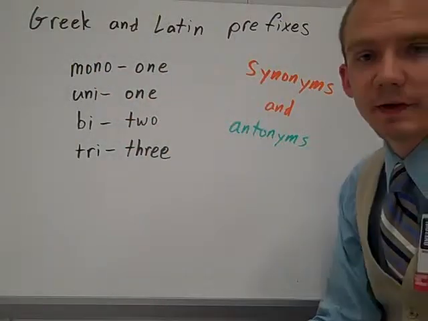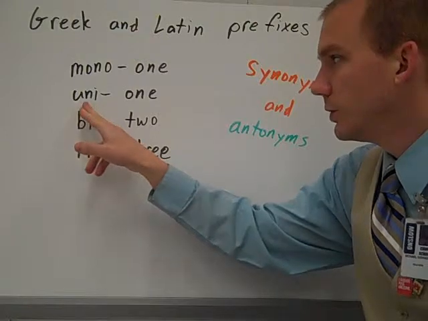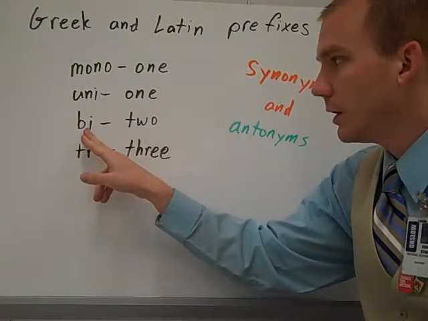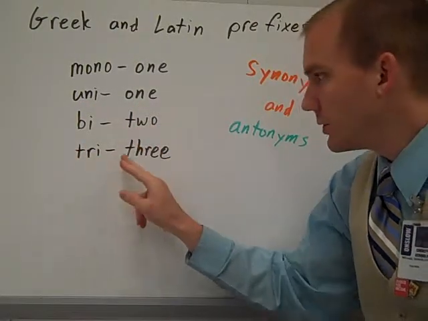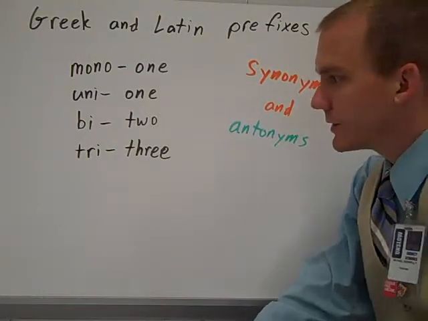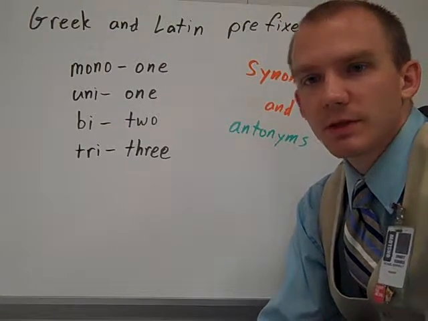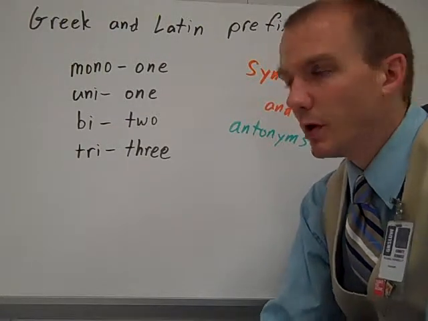Greek and Latin prefixes. We're studying mono, which means one, uni, which means one, bi, which means two, and tri, which means three. We're going to look at synonyms and antonyms of some words that start with these prefixes. One thing you need to consider is this is a tough job to do.